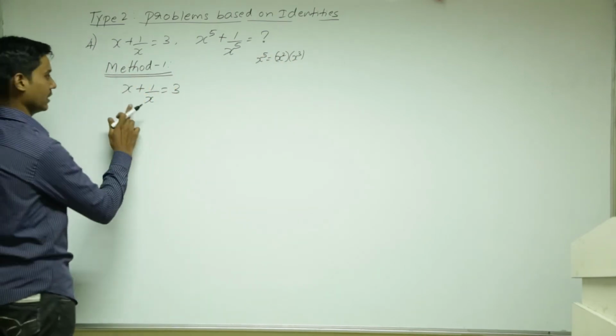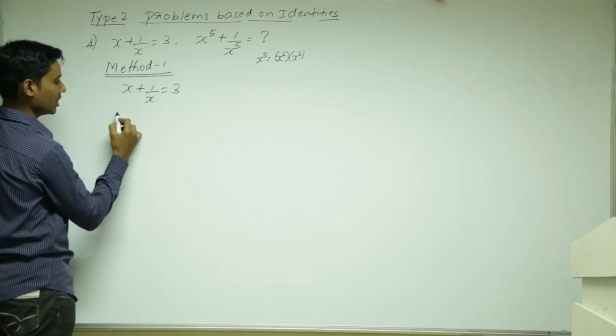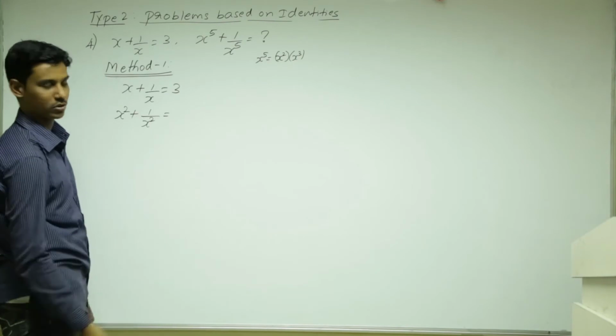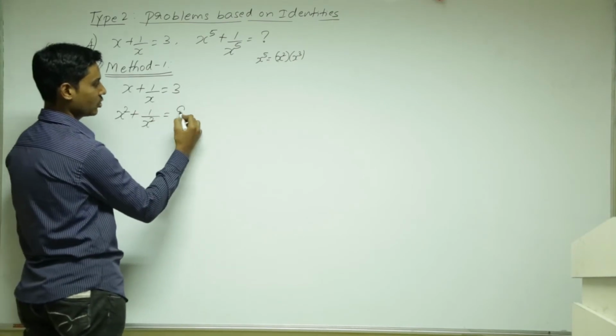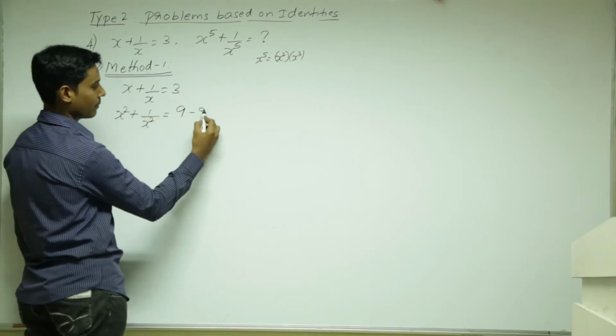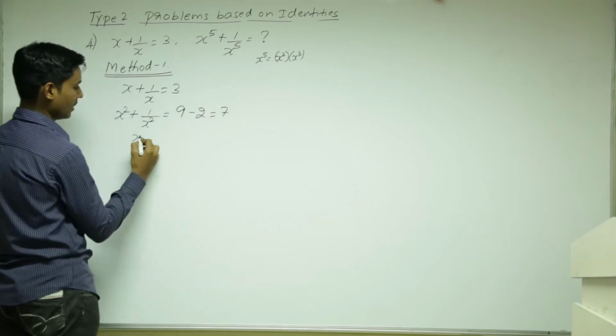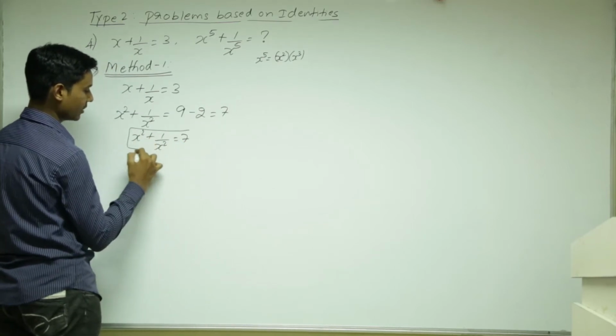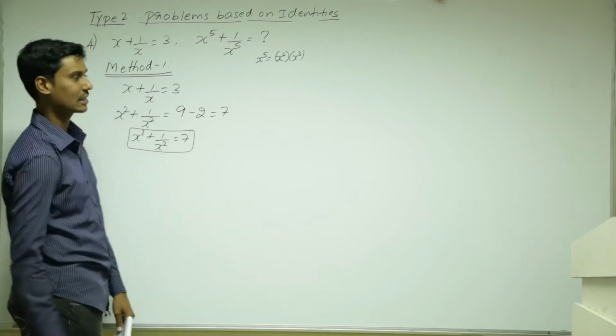Let us square it first. x plus 1 by x is equal to 3 means what should be the value of x square plus 1 by x square? We already solved so many questions, right? Square it: 3 square is 9. If it is plus here, you subtract 2. It is 7. That means the value of x square plus 1 by x square we got as 7.